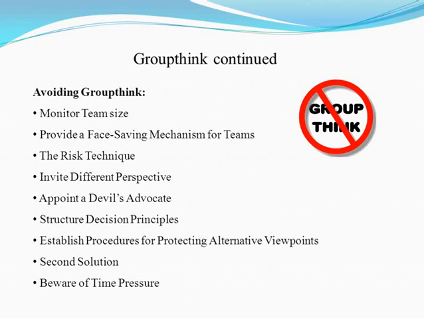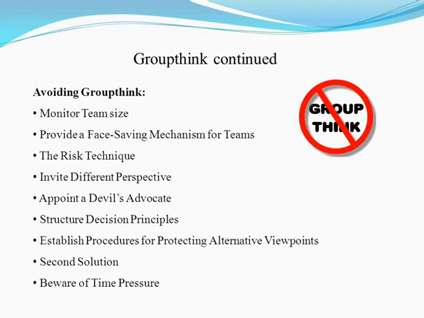Establish procedures for protecting alternative viewpoints. Team members must convince others about the correctness of their views. For this reason, it can be useful to instruct members to record all alternatives suggested during each meeting. Second solution. This technique requires teams to identify a second solution or decision recommendation as an alternative to their first choice. This enhances the problem-solving and idea generation phases.